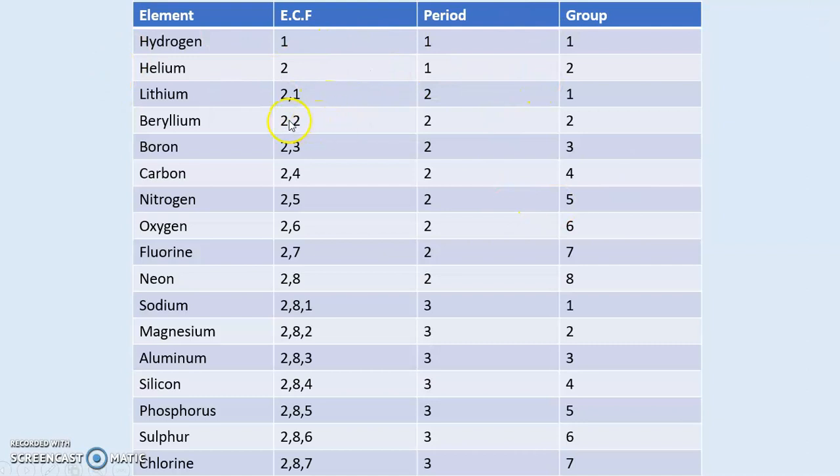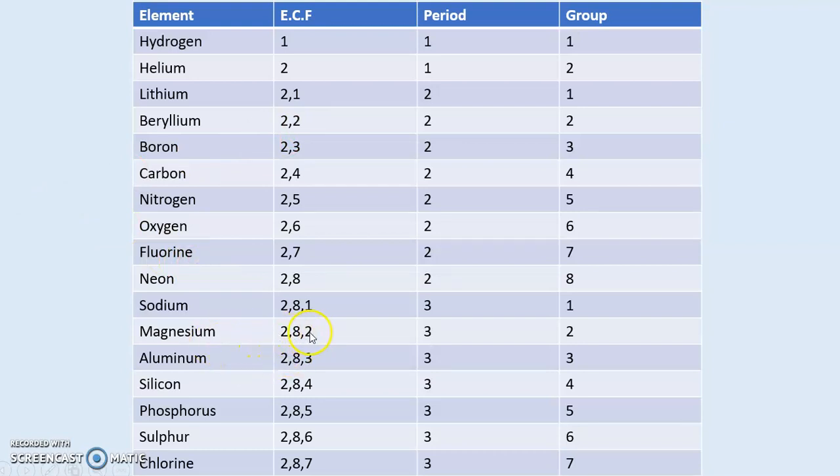Thus, beryllium has an electronic configuration of 2, 2. So in other words, the electronic configuration can tell how many shells are occupied. Let us go a little bit further down.